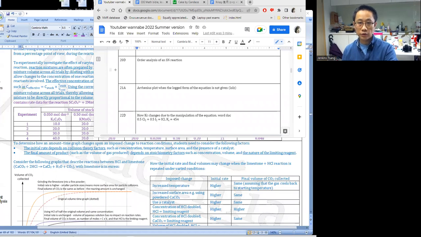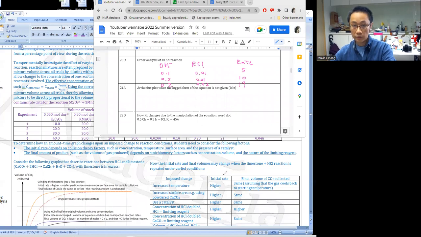Okay, moving on, question 20, which is about analyzing the order of an SN reaction. The question shows you a table for the hydrolysis of a halogen alkane. So hydrolysis of halogen alkane is just a nucleophilic reaction. The table is like this: 0.1, 0.2, 0.2, 0.01, 0.01, 0.02. And the rate is like 5, 10, and I'll just re-represent the numbers like this.